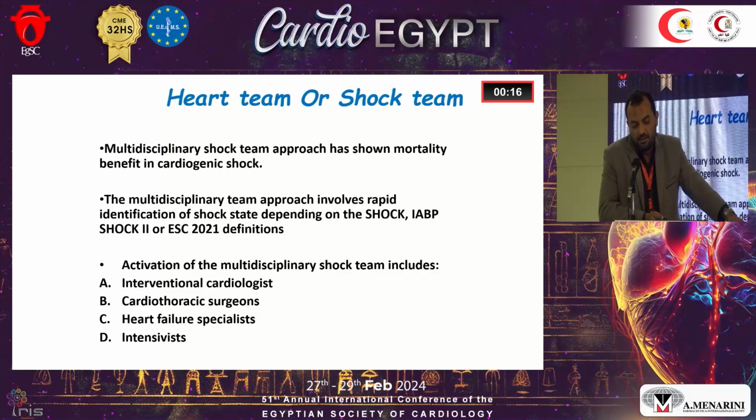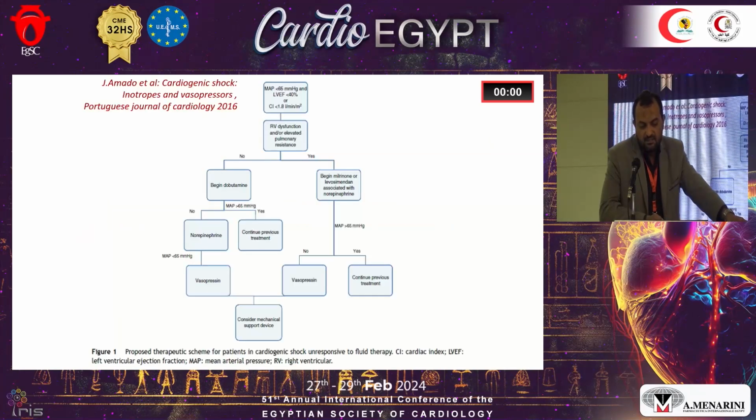The heart team and shock team: as Dr. Ayman said, we have to have a multidisciplinary shock team. It should intervene with the critical patient according to their stage. An interventional cardiologist, cardiothoracic surgeon, heart failure specialist, intensivist, and even the ECMO and perfusion team should be included. This is the algorithm suggested by Jose Amado in 2016. Mean arterial blood pressure less than 65 or left ventricular ejection fraction less than 40. We have to start by checking whether RV function is elevated or not.